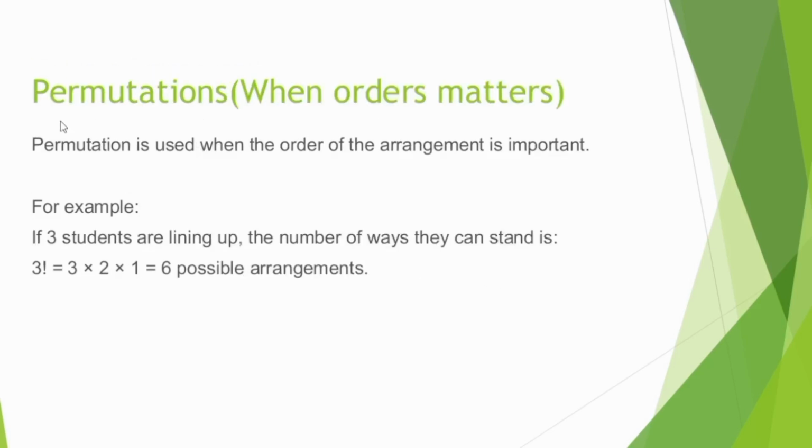So we use the rule of product when some things happen and then other things happen. Here's the third example, which is permutations, when order matters. Permutation is used when the order of the arrangement is important. For example, if three students are lining up, the number of ways they can stand is 3 factorial, which equals 3 times 2 times 1, or 6 possible arrangements.